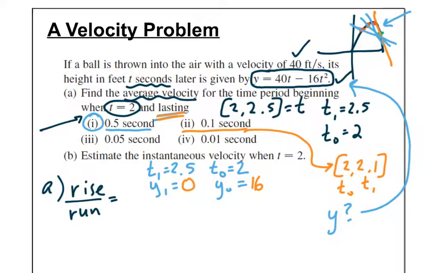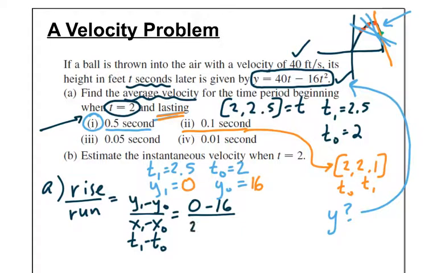Back to our rise over run. That would be y1 minus y0 over x1 minus x0. Really, it's t1 and t0. So how about 2.5 minus 2? And I get about negative 32.